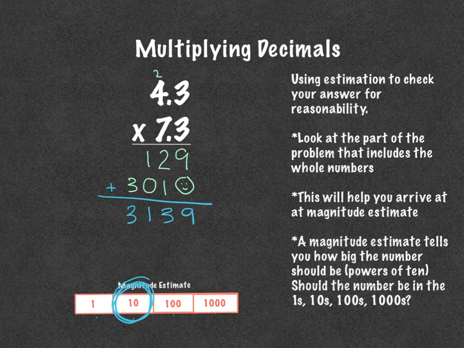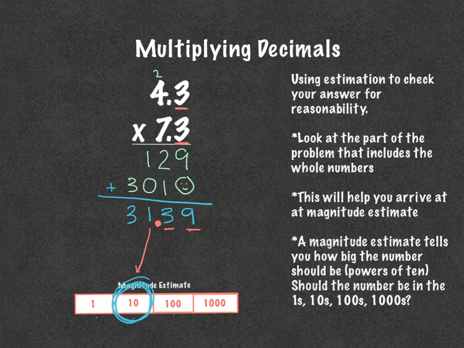If we were to stop our problem here, our answer is going to be gigantic compared to what the actual answer is. And if we look down at our magnitude estimate, it's not going to be in the thousands place. Okay, so that's a big clue. So now we have to add our decimal in. If we look up here, there are 2 places behind the decimal, which means we need 2 places behind the decimal here. So our decimal actually goes right there in between the 1 and the 3.